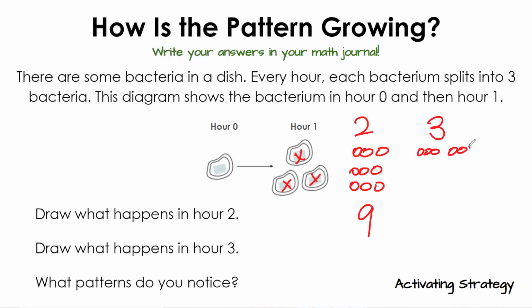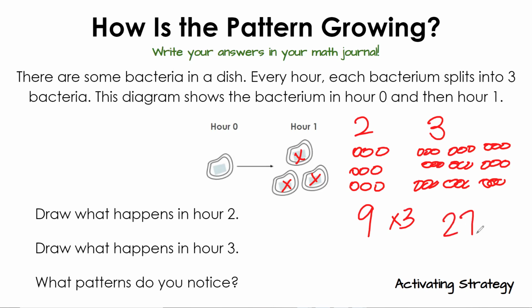So this is going to look like this. How many do we have in total? My awesome bacterium. What's 9 times 3? 27. Okay, so in the first hour, or I'm sorry, in the second hour, we got 9. In the third hour, we got 27. So what are we noticing? What are we multiplying by? Multiplying by 3. Questions?